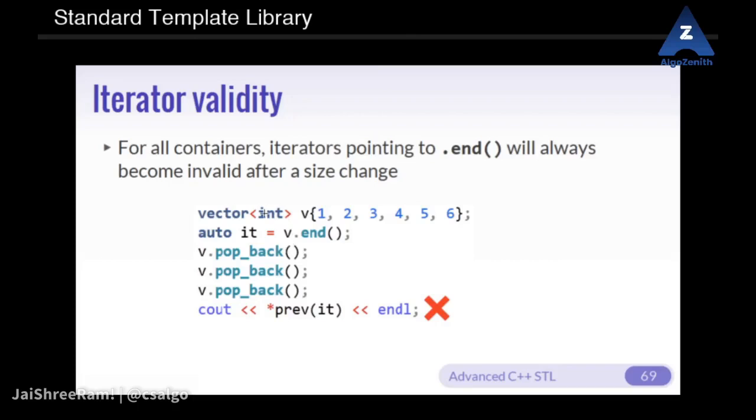Let's say you have code with a vector, and you take an iterator to the last element, and then you delete the last few elements, and then if you try to use the iterator, it will become invalidated, right? So these are things you need to be careful about. An iterator pointing to end will always become invalidated after a size change, because something got decreased or increased. So these are some iterator related things that you need to be careful about before you code. Okay, so that's all for this session. Thank you.